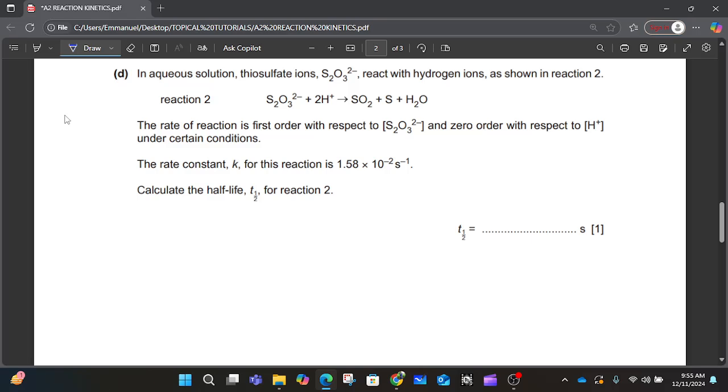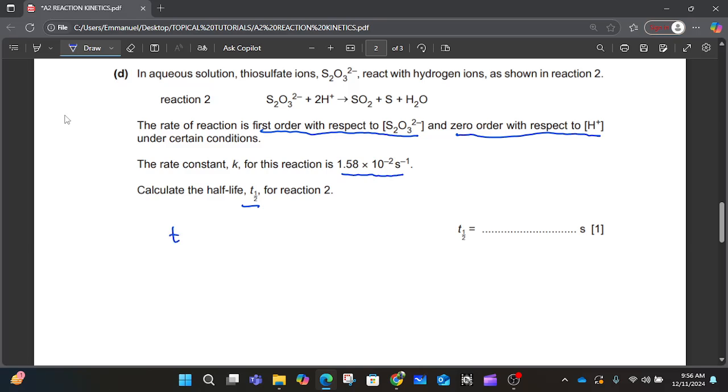D. In aqueous solution, thiosulfate ions S2O3 2 minus react with hydrogen ions as shown in reaction 2. S2O3 2 minus plus 2H plus giving SO2 plus S plus H2O. The rate of reaction is first order with respect to S2O3 2 minus and zero order with respect to H plus under certain conditions. The rate constant K for this reaction is 1.58 times 10 power minus 2 per second. Calculate the half-life T half for reaction 2.